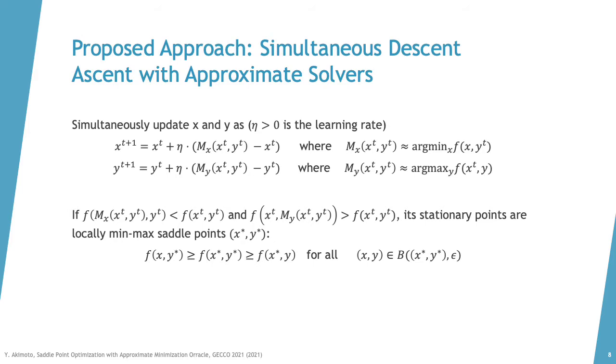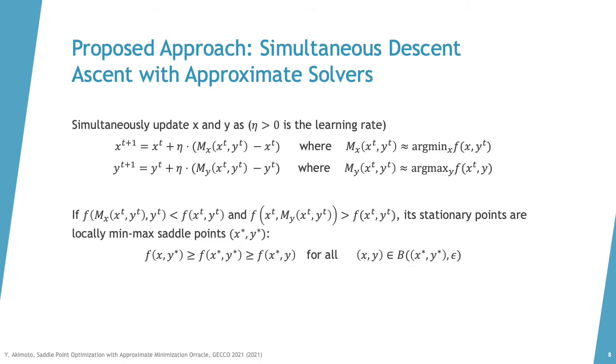Similarly, in Y update, we replace the gradient with the difference between the current yt and an approximate maximizer under the current xt, denoted by My(yt, f(xt, y)). Our research question here is whether we can guarantee the convergence of this algorithm framework as well as we can do for the gradient-based approaches and how fast it converges.